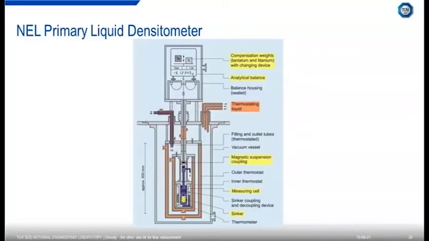That's what it looks like. We've already seen the inner part of that before when we looked at the techniques. So we can see in the middle there the sinker, the body of known mass and density immersed in the fluid, inside a pressure vessel, inside a thermostat. So we can control the temperature and pressure of the fluid whose density we want to measure. The electromagnetic coupling system transmits the upthrust, the buoyant upthrust of the body through to the balance, and we can measure the apparent weight of the sinker and hence calculate the density of the fluid.